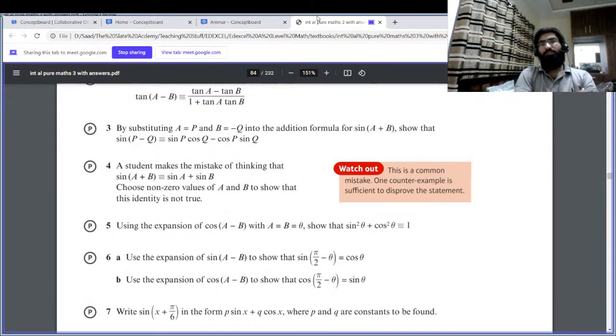Did you get it? You have to use sine a plus b, and using that, because sine p minus q is already given. You have simply copied the formula of sine p minus q. You have done nothing with sine a plus b. The question says that you have to do sine a plus b.